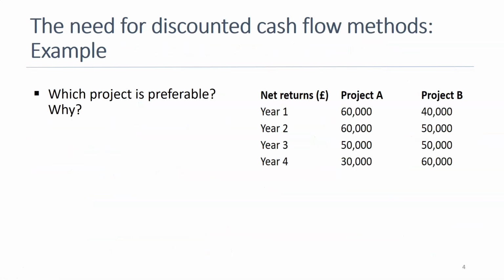Let me give you an example. Let's imagine that we have two investment projects, Project A and Project B, which will generate these net returns. So these are inflows net of any costs associated with these projects. Both projects will last for 4 years and both projects will generate £200,000. The question is, which project is preferred? If you were working as a financial manager for a company, which project would you recommend and why? Please stop the video, think for a minute, and continue when you are ready.